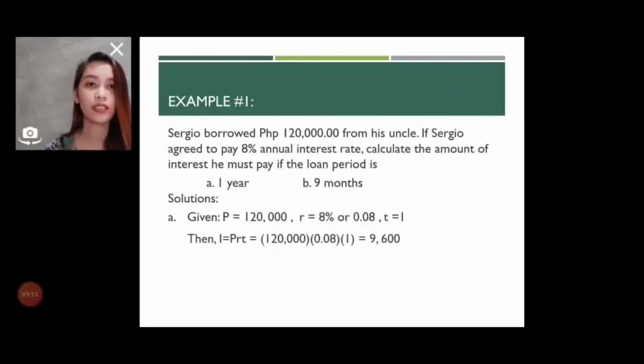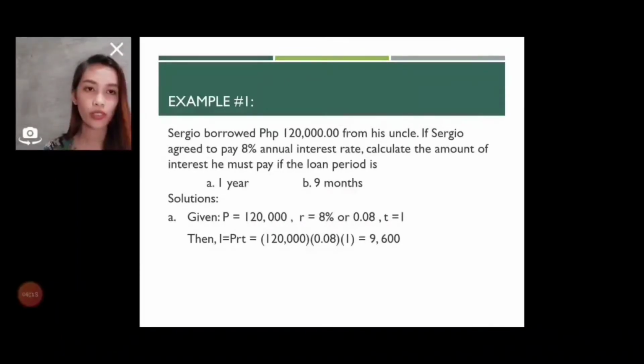Then, the formula is I = PRT. So, let's substitute. P is 120,000. Then, our rate is 0.08 in decimal times 1, which is 1 year. If you multiply 1 times 0.08 times 120,000, that will be 9,600. So, that will be your interest.